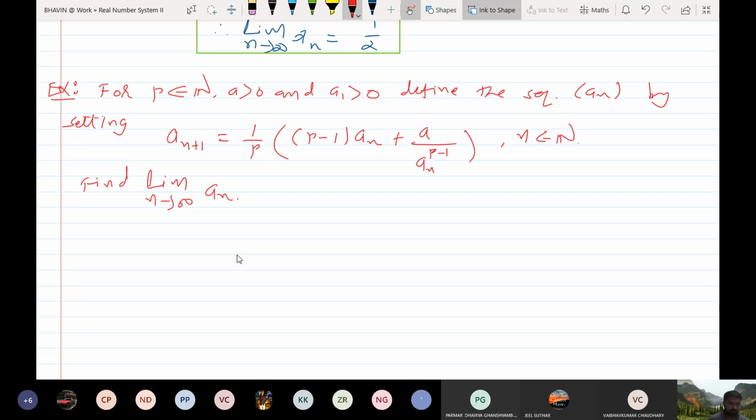Think about this. Again I am giving you a hint. You need to use arithmetic and geometric mean inequality. Just use this setting to establish the arithmetic and geometric mean inequality. If you don't get it, next time ask me again, I will solve.